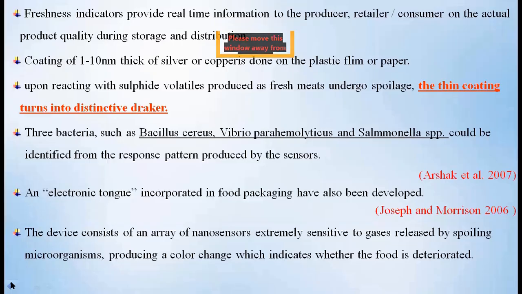There are three bacteria which are more harmful to us and which can be detected by the sensors: Bacillus cereus, Vibrio parahaemolyticus, and Salmonella species. These are the most harmful to us, and they cause disease or can be fatal if consumed in large quantity. An electronic nose is incorporated with this food packaging, and it has also been developed. The device consists of an array of nanosensors extremely sensitive to gases released by spoiling microorganisms, producing a color change which indicates whether the food is deteriorated or not.